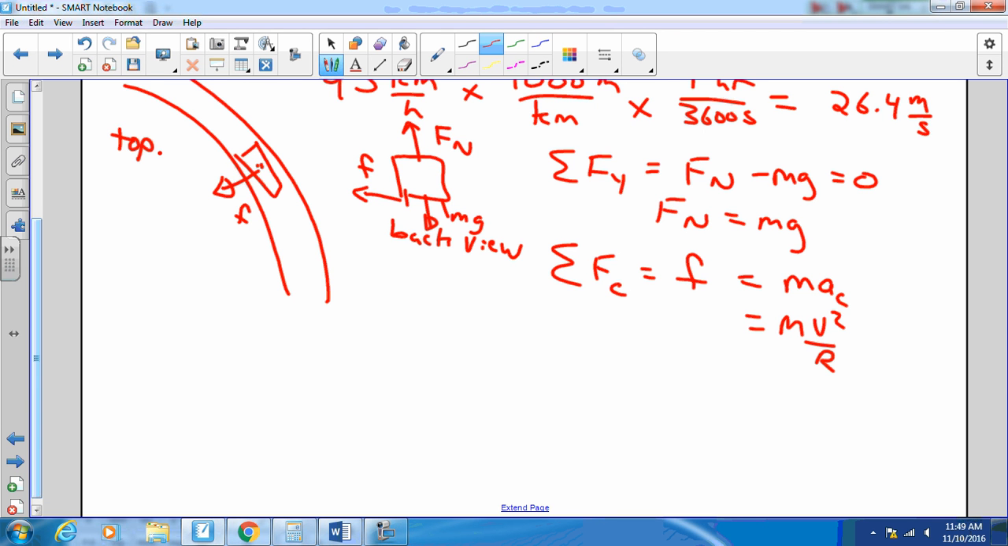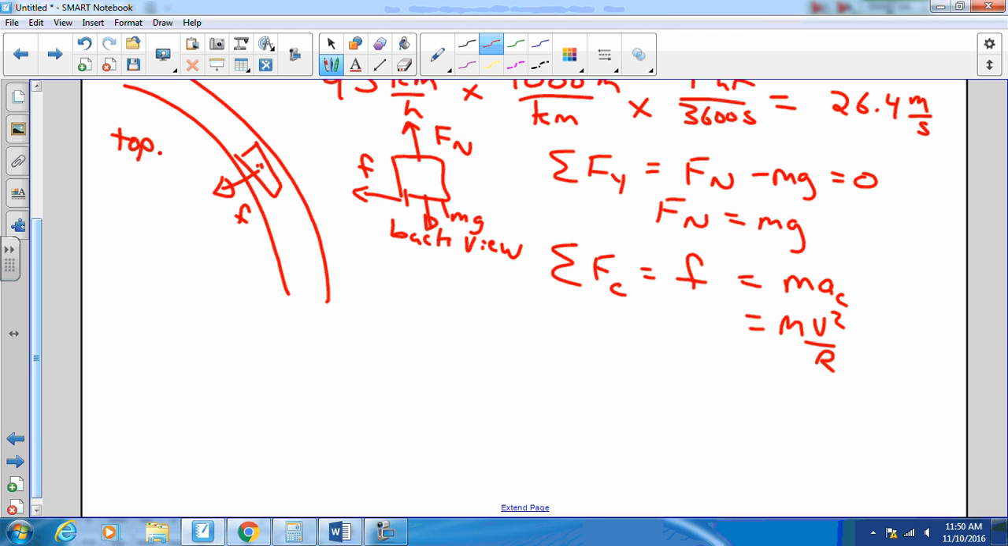You're allowed to leave your x-axis forward. All I'm doing is making my reference frame the car. The friction and acceleration are in the same direction: the friction is pointing in, it's causing the acceleration. Since they're both pointing to the center, they're going in the same direction.